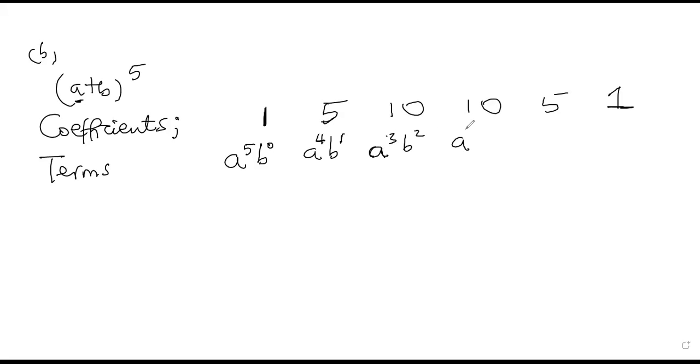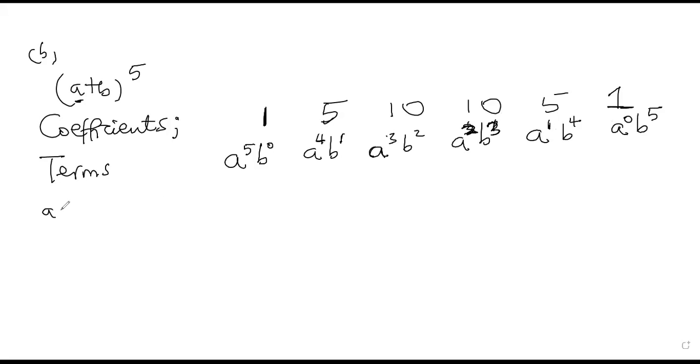Then a goes to power 2, while b goes to power 3. Then we shall have a going to the power 1, while b goes to the power 4. Then a to the power 0, b to the power 5.